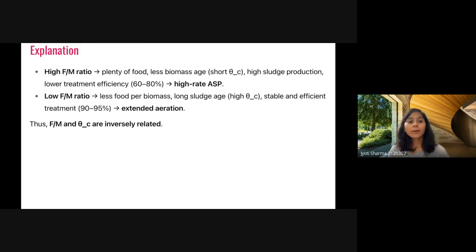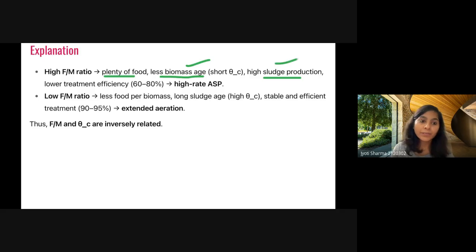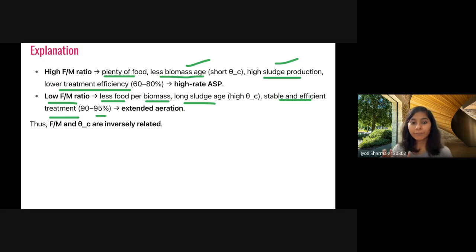Just see here, whenever we have a high food to microbe ratio, it means we have plenty of food, less biomass age, because that will divide fast. Whenever they divide fast, the sludge production will be higher, and it means the treatment efficiency will be lower. Whenever we have a low food to microbe ratio, then there will be less food per microbe. It means they are not dividing. They are not dividing means we have a longer sludge age. It means the sludge production is not higher. It means stable or efficient treatment, that will be 90 to 95%.